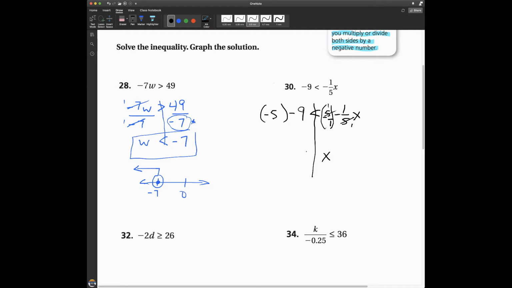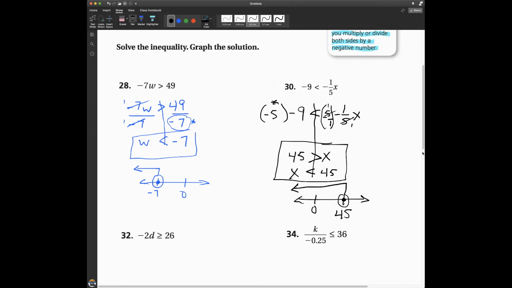Negative 5 times negative 9 is a positive number. It's 45. Notice I'm multiplying by a negative number, so I have to change the direction of the inequality sign. 45 is bigger than any number I could pick for x. Another way to look at that is x is less than 45. You guys know how to graph that. There's 0, there's 45, put a circle around it. x is less than that, so I go to the left to show all those solutions.